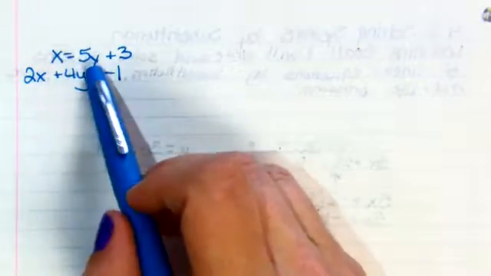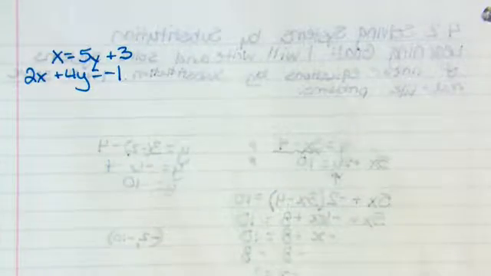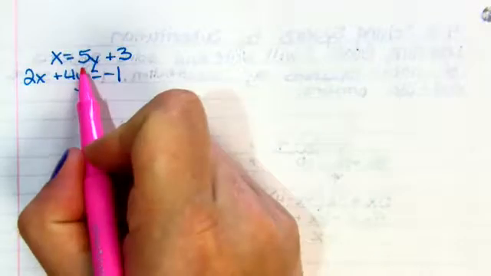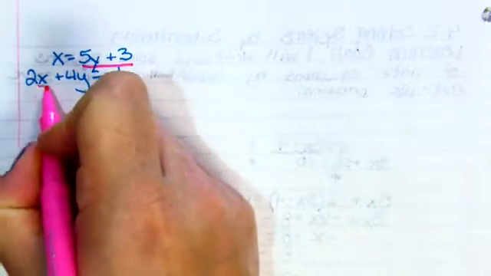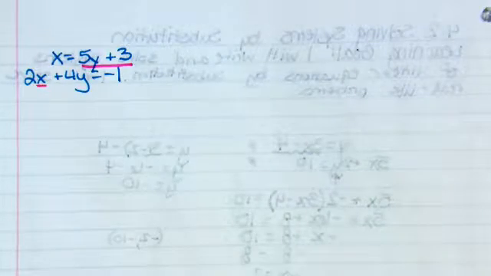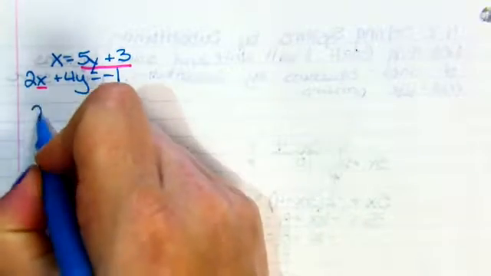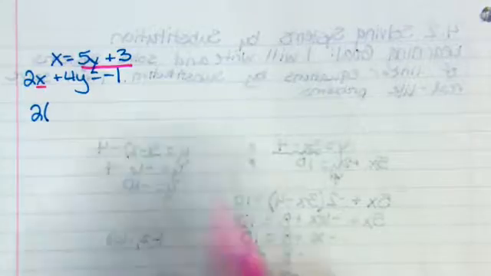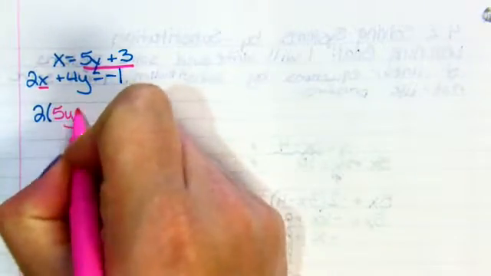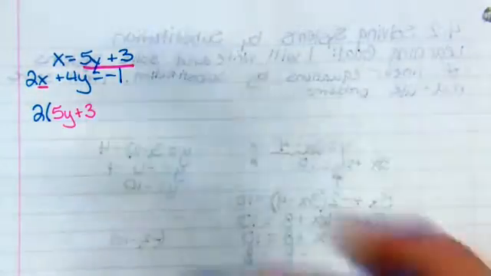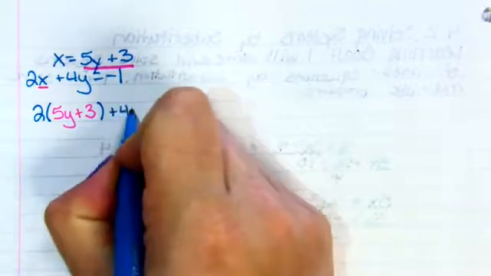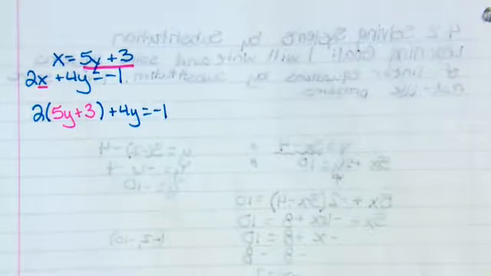Okay, so like I said, this situation is set up just a little bit differently, because instead of having y equals, we have x equals, but I'm going to use the same method. I'm going to take this 5y plus 3, and put it in for that x right there. So this is going to become 2 times my x, which is the same as 5y plus 3, plus 4y equals negative 1. And then I'm going to go forth from there.